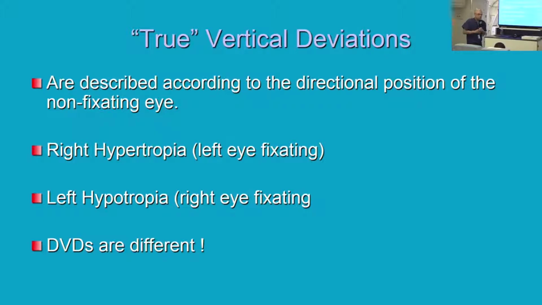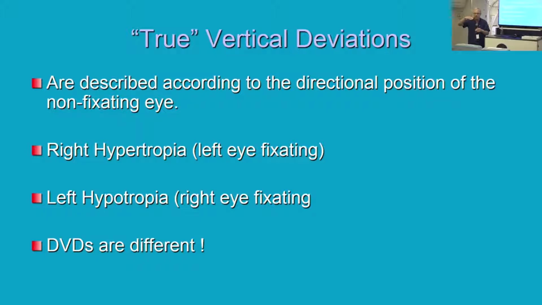And when you have a true deviation, the reason it's a true vertical is because the two eyes correspond to each other. So if I have a right hypertropia and I'm looking with my right eye, my right eye is going to be in the primary gaze, but my left eye will then drop down and be hypotropic. If I fixate with the left eye, and I'll cover my right to make me use the left, my right eye will go up.